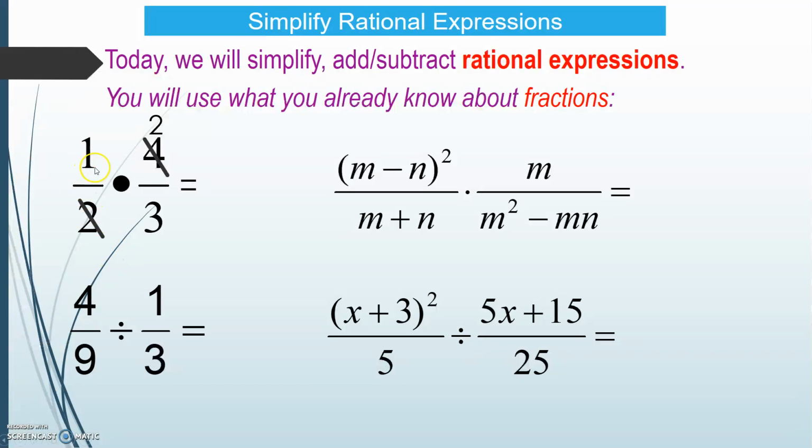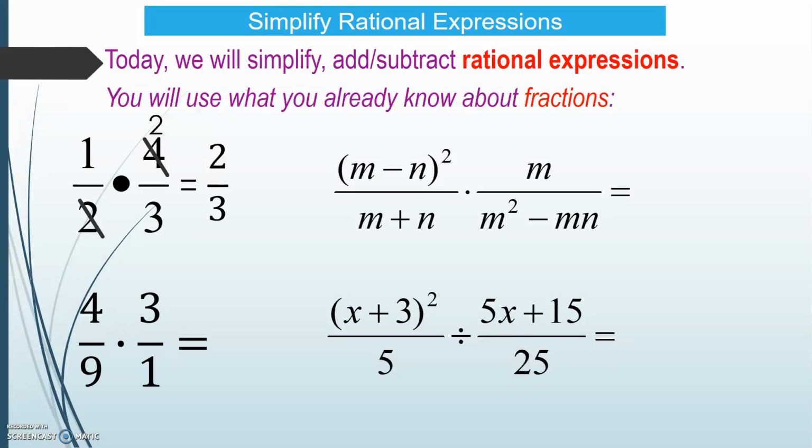So up top, I'm only going to do 1 times 2, which is 2, and on the bottom, 1 times 3, which is 3. Now, when you're doing division, you should have learned in the past to always flip and multiply. So instead, 4 over 9 is going to be times 3 over 1. And I'm going to do that same process.